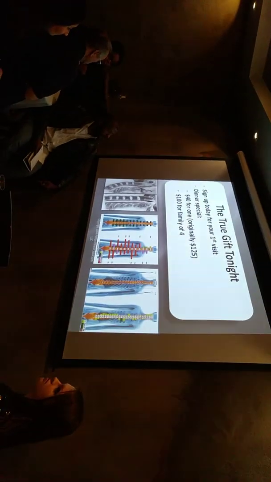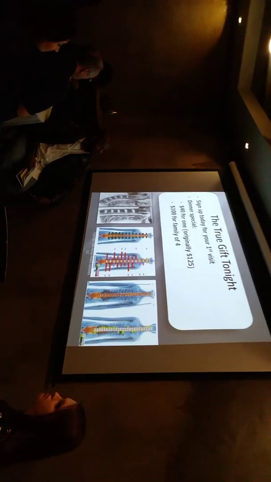And we're offering that for $40 for one, or $100 for four. So if you have a family, for $100, just bring them in to see what your nervous system looks like. And normally that's $125.